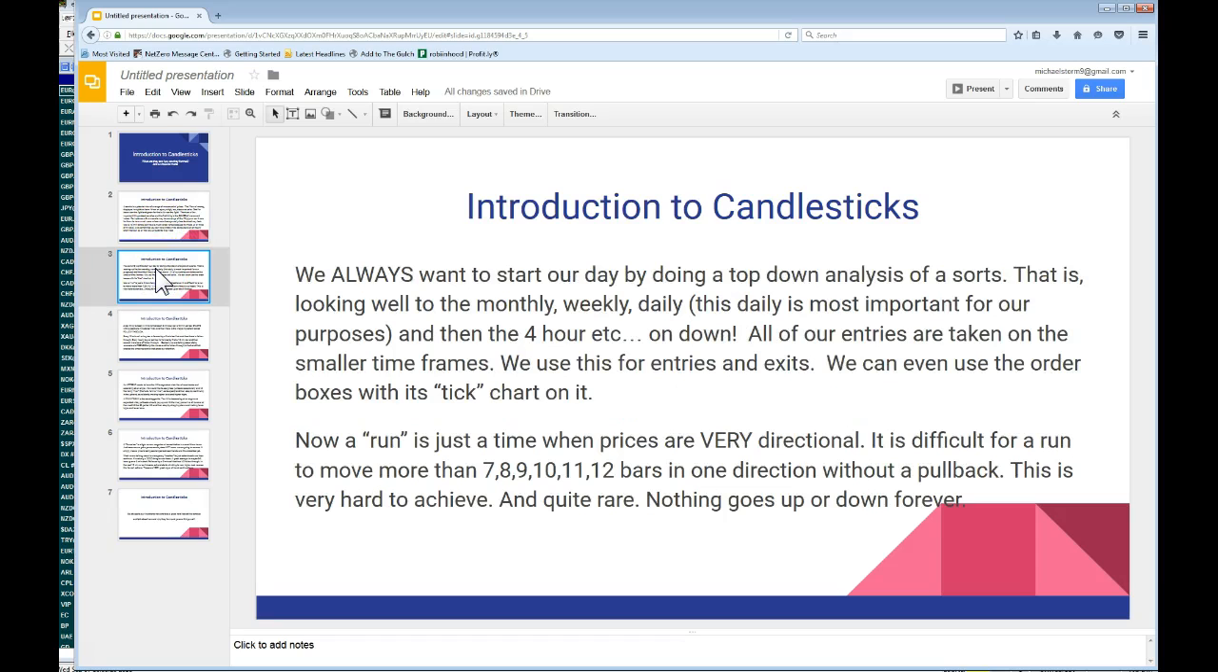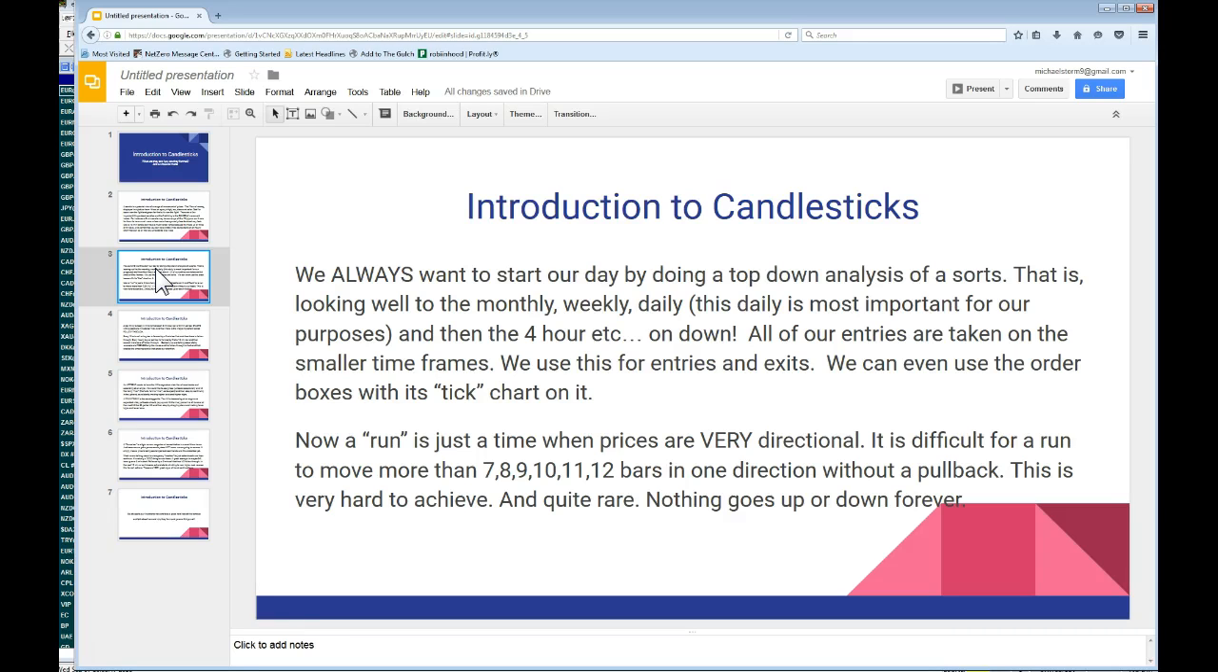So we always want to start our day by doing a top-down analysis of sorts. That is, looking very well at the monthly chart and the weekly chart. We always start with that. And then we move into the daily chart. This daily is most important for our purposes. And then we move on down to the 4-hour, etc. We just keep going down. All of our entries are taken on the smaller time frames. We use them for entries and for exits. The smaller time frames are very helpful to us.